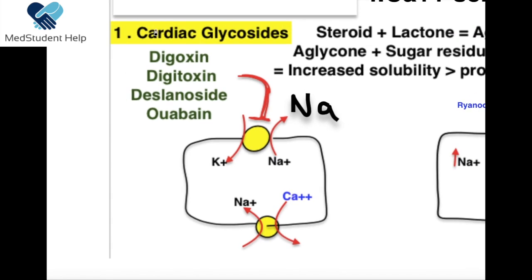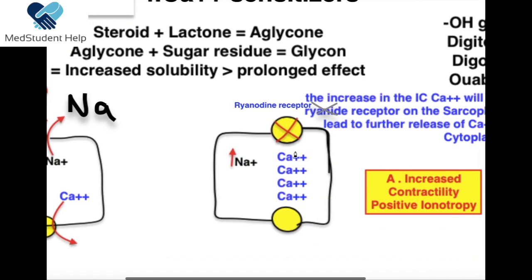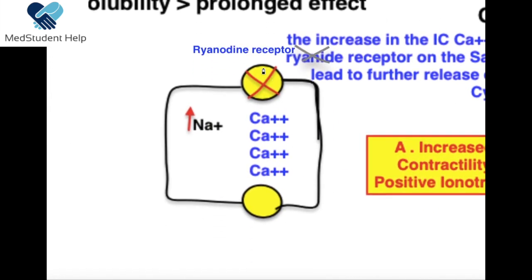Now, when we give the cardiac glycosides, what we're gonna do is that we're gonna block this transporter. We're gonna totally stop it. How? These digoxins and digitoxins are going to bind into the potassium binding site in this transporter and totally block it. So here's what's going to happen.